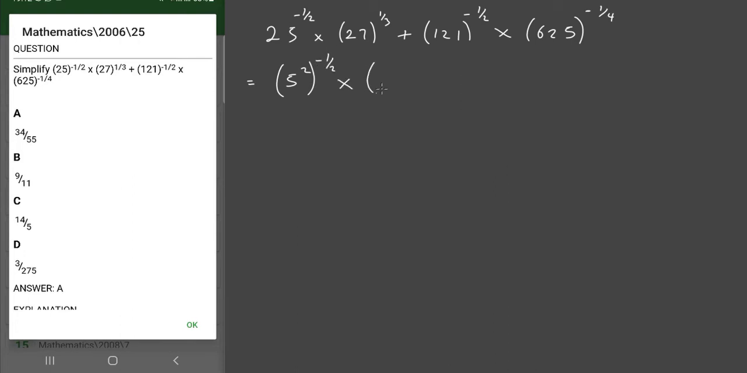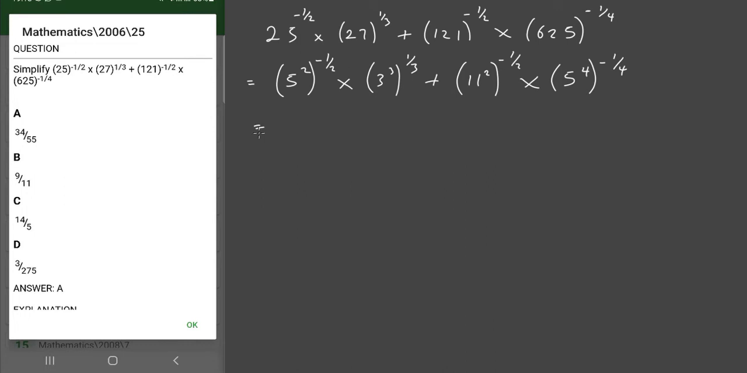Then times 3 raised to the power of 3, that's 27. Then everything raised to the power of 1 over 3. Then plus 121 is 11 raised to the power of 2. Then everything is raised to the power of minus 1 over 2. Then times, here you have 5 raised to the power of 4. And everything is to the power of minus 1 over 4. Okay, so what do we do? We expand.